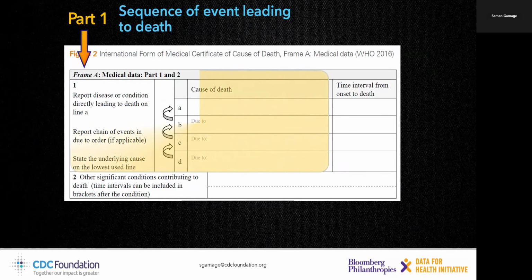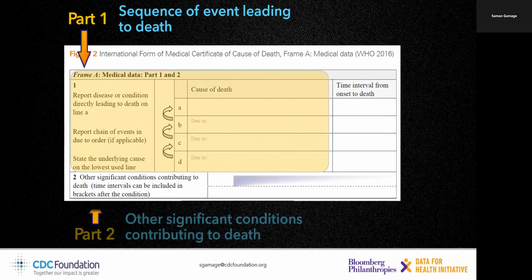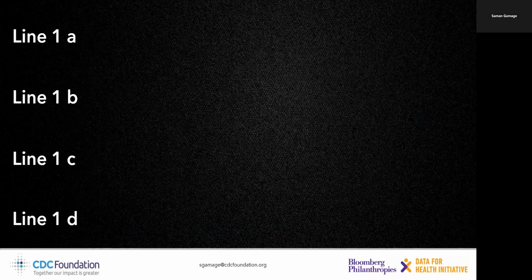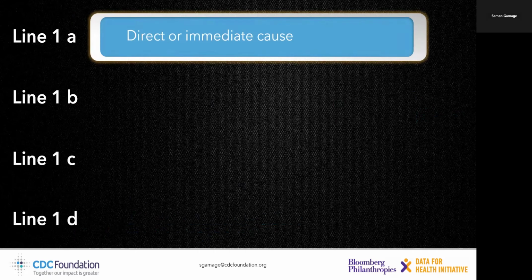So here is part 1 to report the sequence of events leading to death. And this is part 2 for the reporting of other significant conditions contributing to death. And here is the column to record time intervals. Let's learn how we report these conditions in part 1. We have line 1A to report the direct or the immediate cause of death.